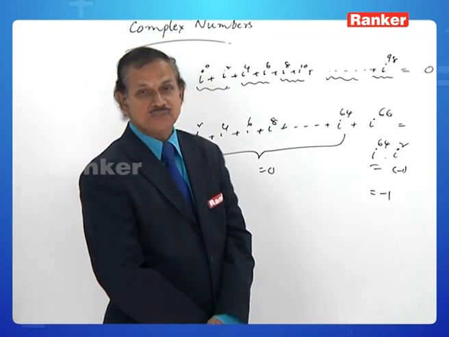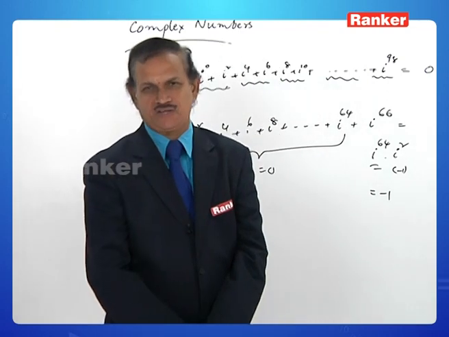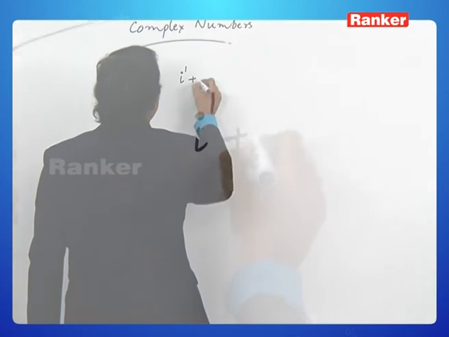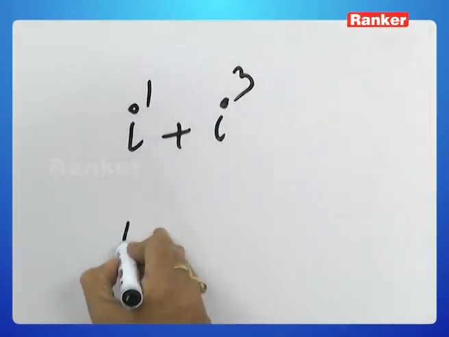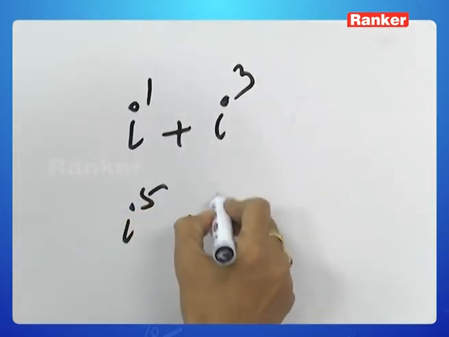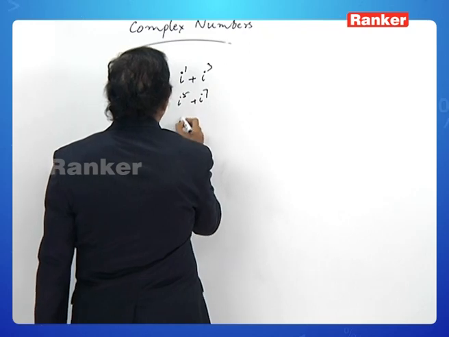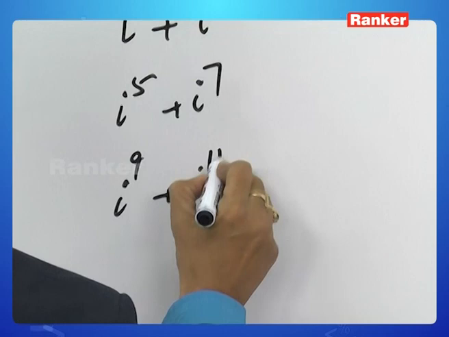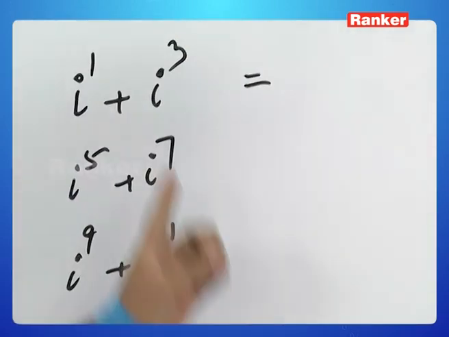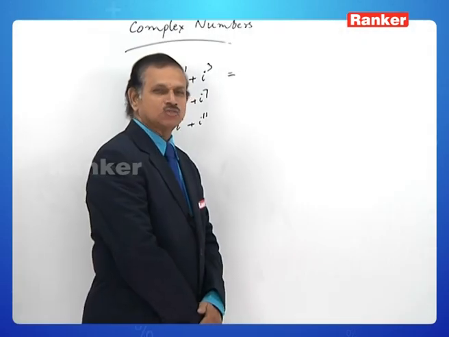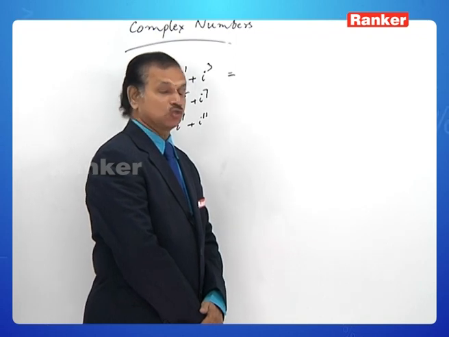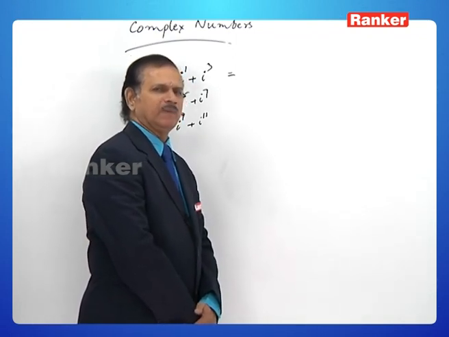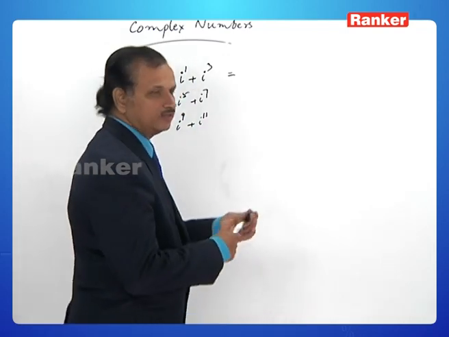Okay, what happens when odd powers of i are given? Let us see. i power 1 plus i power 3, i power 5 plus i power 7, i power 9 plus i power 11. What is the answer? What is i cube? i square into i. i square into i means minus 1 into i, minus i. i minus i, 0.